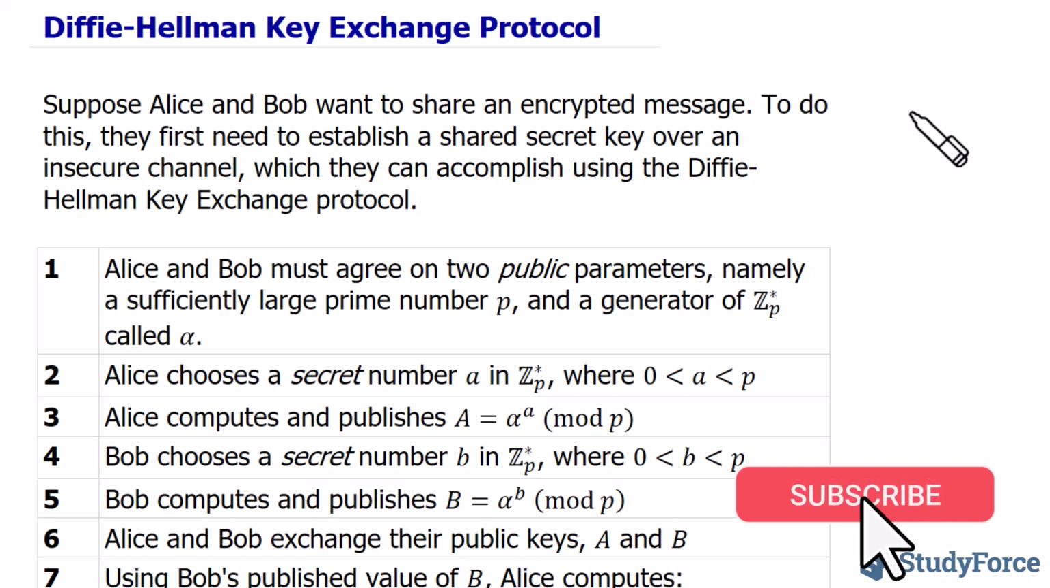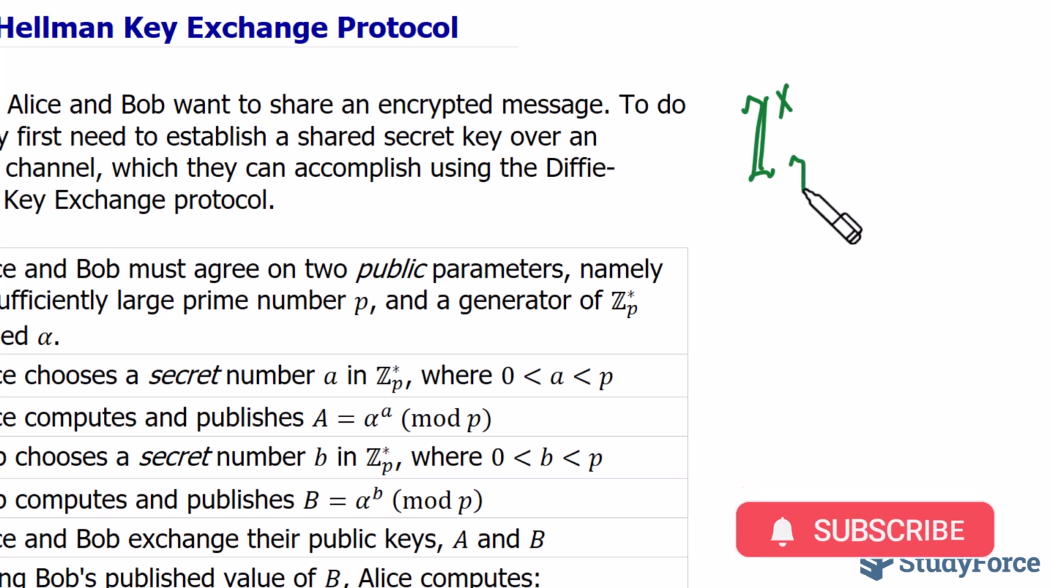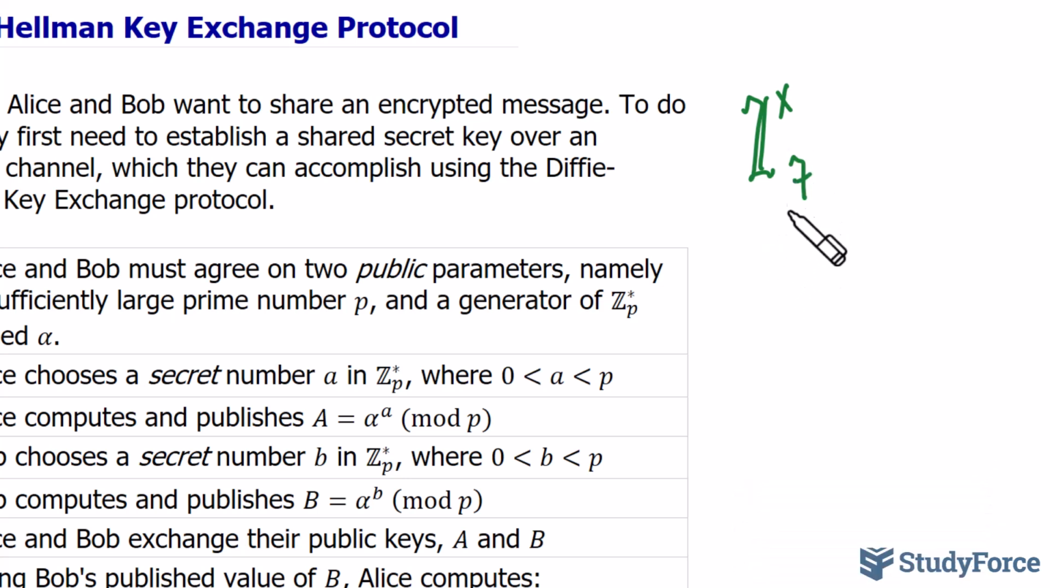In that previous video, we learned that the generators of Z star sub 7, and remember, the generators are represented by the letter alpha, were 3 and 5. Alice and Bob will agree on one of these values. Let's say they agree on the value 3. So we have our alpha value of 3, and we have our p value of 7.